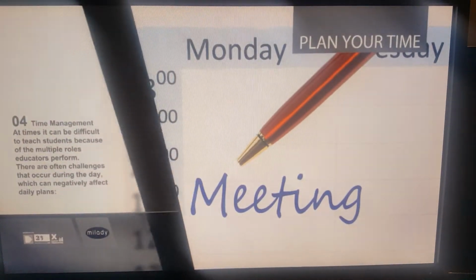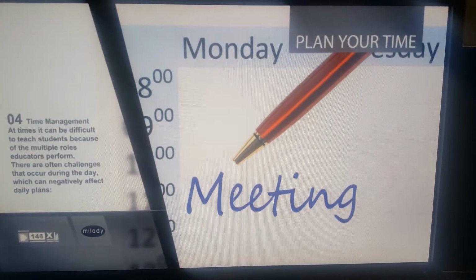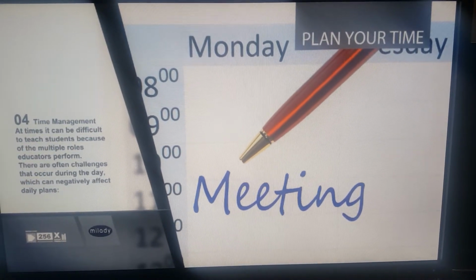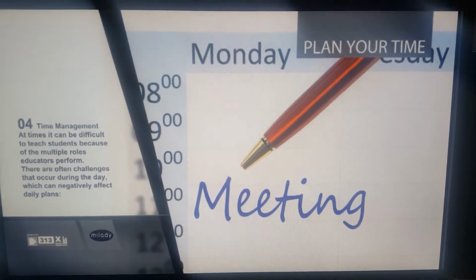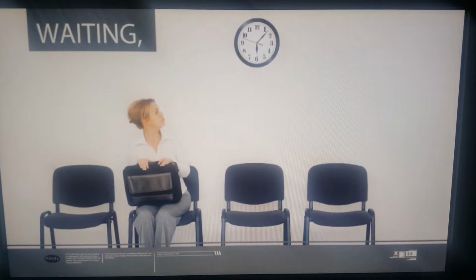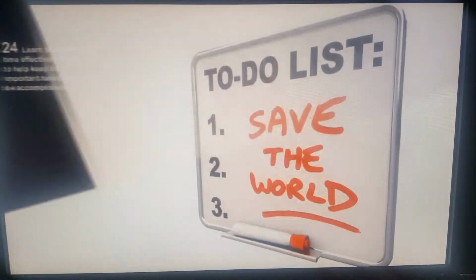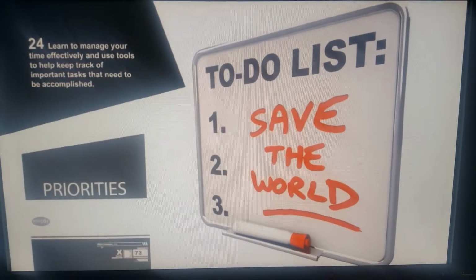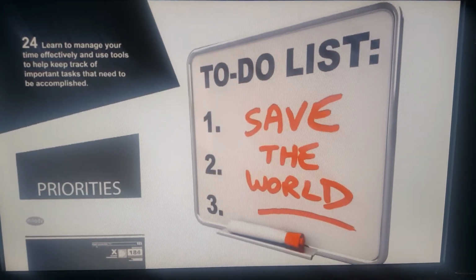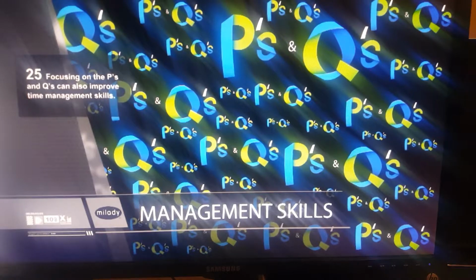Time management. At times, it can be difficult to teach students because of the multiple roles educators perform. There are often challenges that occur during the day, which can negatively affect daily plans. Interruptions, waiting, and procrastination. Learn to manage your time effectively and use tools to help keep track of important tasks that need to be accomplished. Focusing on the P's and Q's can also improve time management skills.